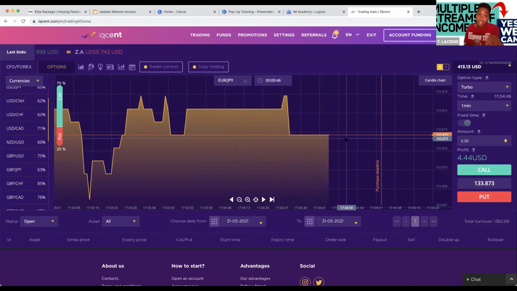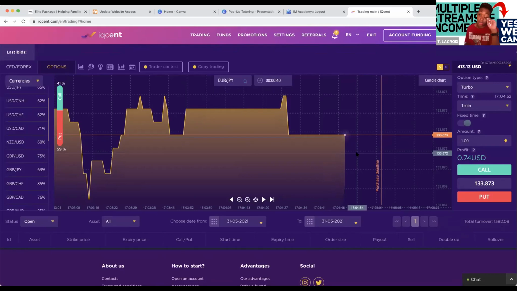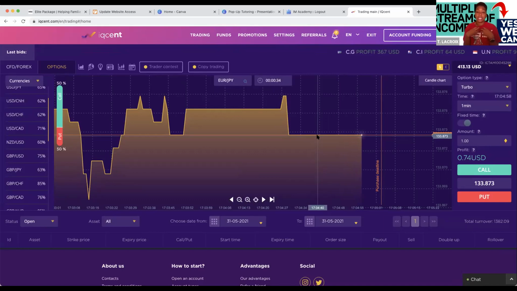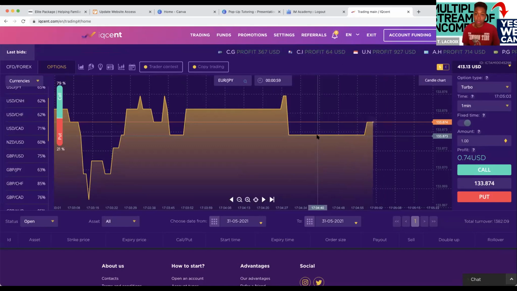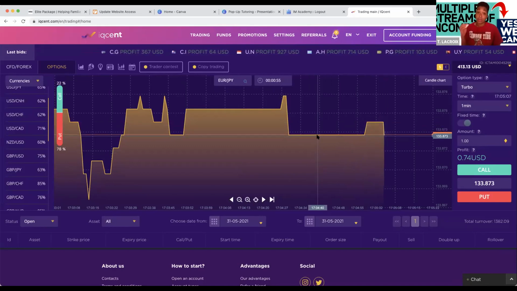So with HFX, I'm only taking these 1 minute trades because they clear quicker. Whenever you're taking a put, you're saying, I believe the market is going to go down. Okay. You want to make sure you strike, which is AKA enter the market, at the highest point possible.